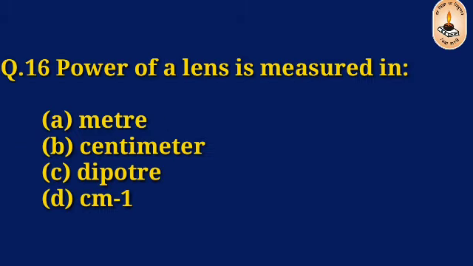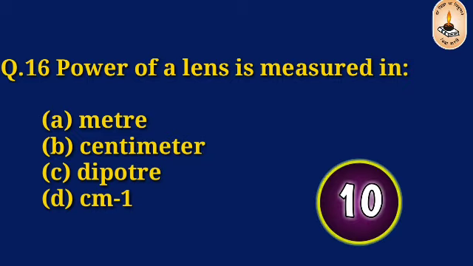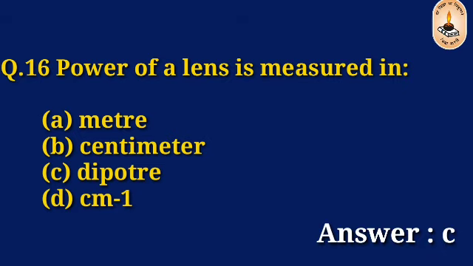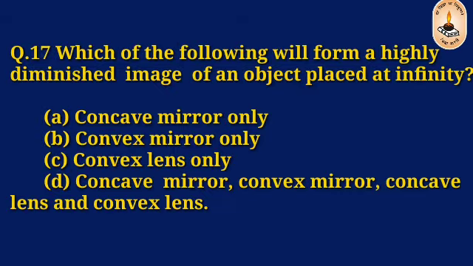Question number 16. Power of a lens is measured in: meter, centimeter, diopter, centimeter. The right answer is C, diopter.